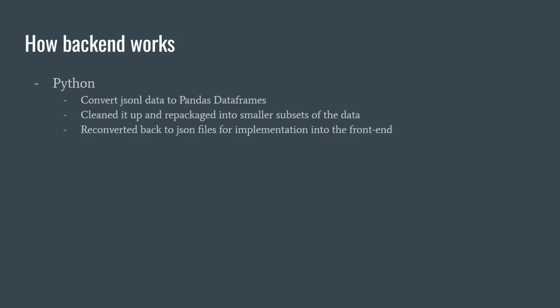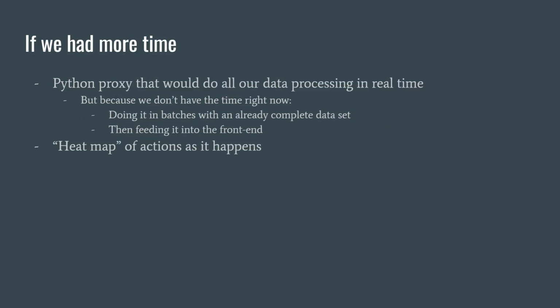The backend. So how does this backend work with our frontend? We first use Python to convert JSON data to Pandas data frame. We then clean it up and package it into smaller subsets of the data. We then reconvert it back to JSON files for implementation into the frontend.